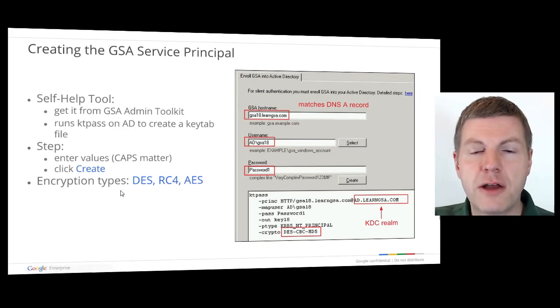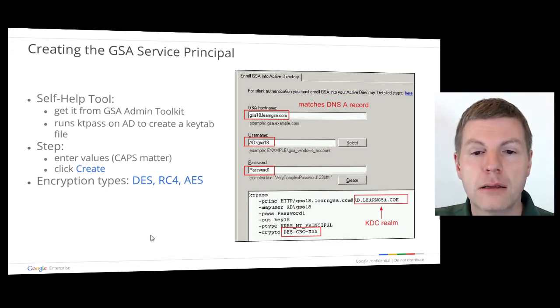There's a lot of things you have to do to create a keytab file. To make this easier, you can download the self-help tool from the GSA Admin Toolkit. This is a simple .NET application that will take an account you've already created in Active Directory and configure it as needed, then create the keytab file for you when you click Create. If you're using back-end head requests for authorization, you also have to configure delegation for the user account in Active Directory.